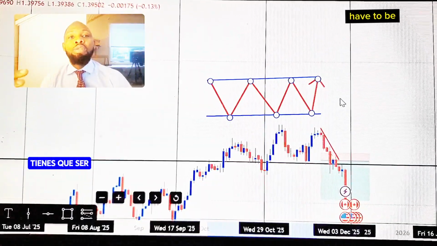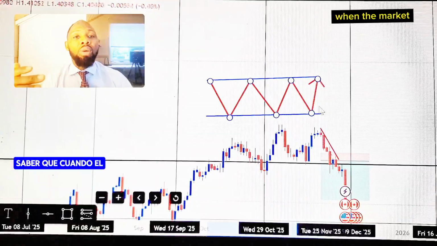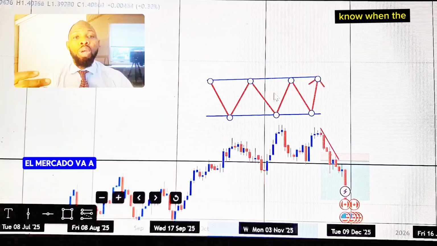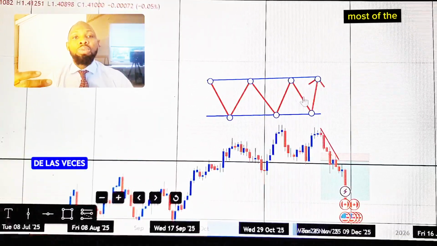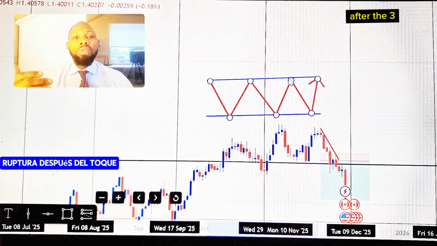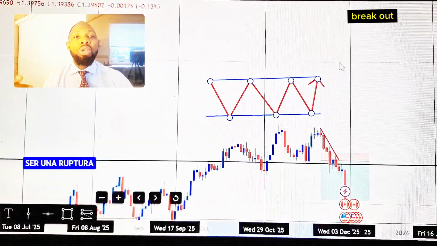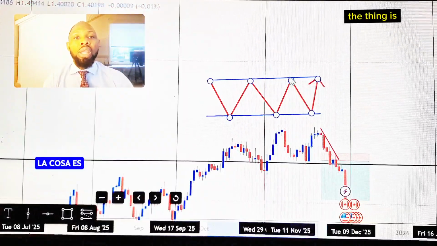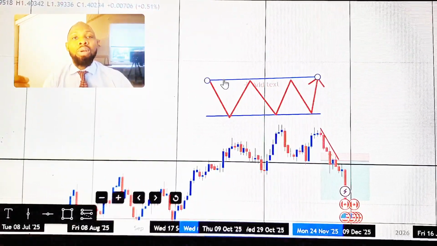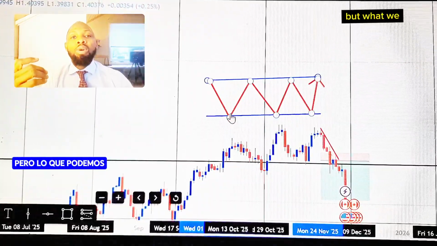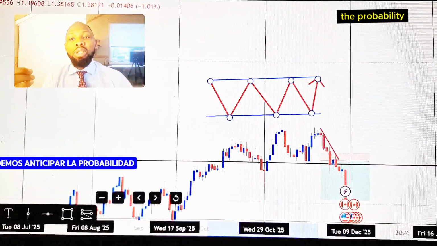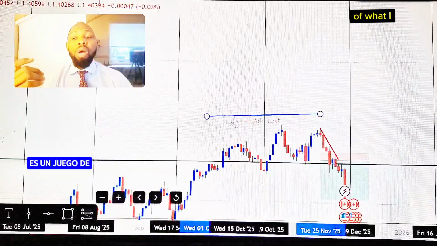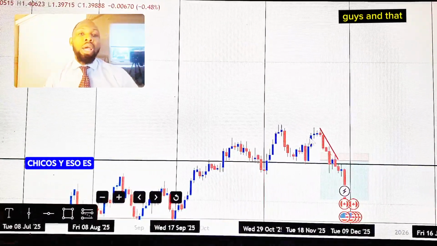But at the same time, you have to be observing to know that when the market gets to that level, you are going to take your profit, because we never know when the market is going to break out. Most of the time the market makes a breakout after the third touch. The fourth touch can be a breakout, or sometimes the market can break out on the first touch or the second touch. The thing is, you can never predict the market 100%, but what we can do is anticipate the probability, what is likely to happen, because this market is a game of probability, guys. And that is it.